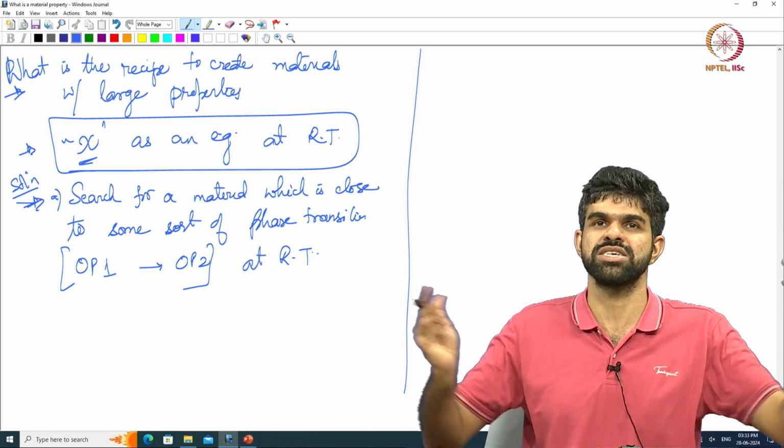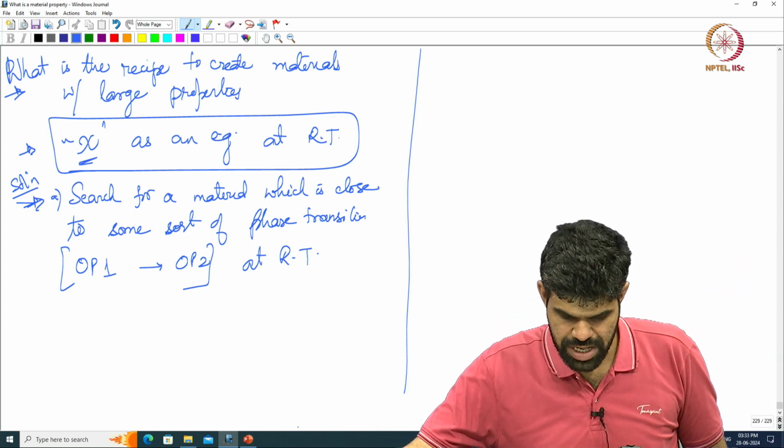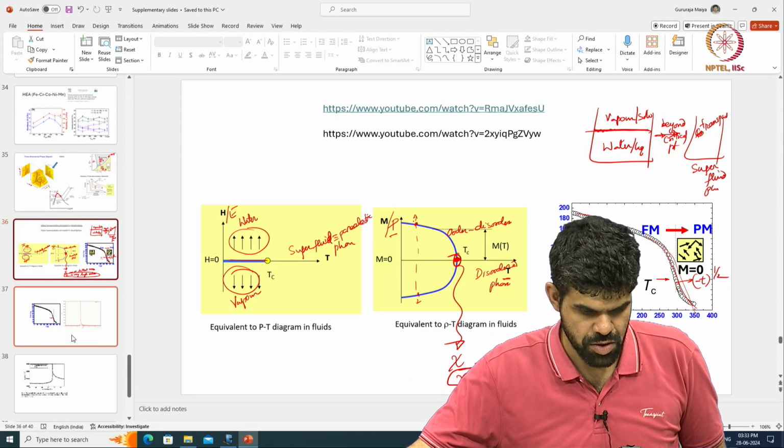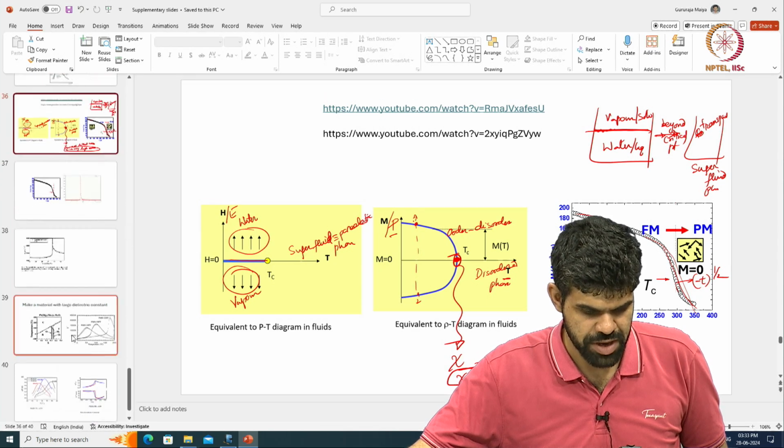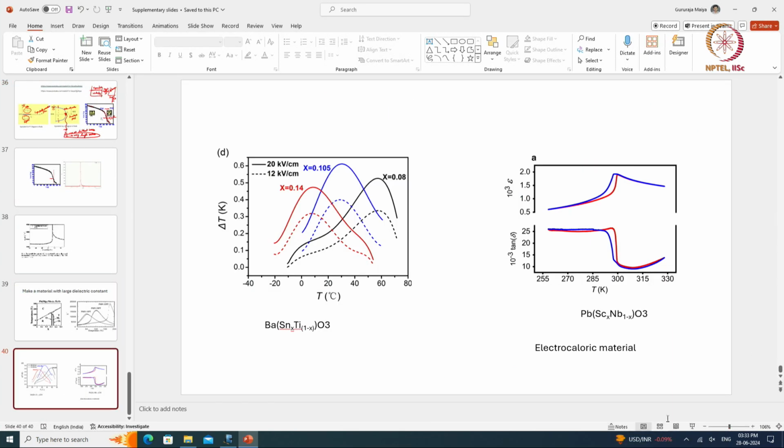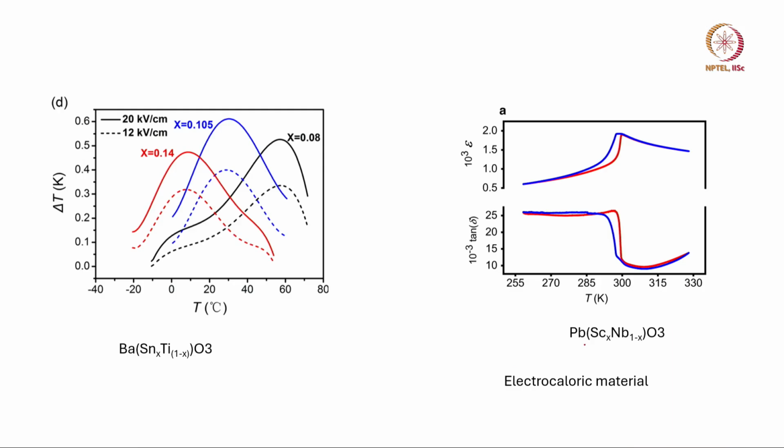That is one strategy, right. Now, for example, if I go to this slide here, I have a material, a lead based material, lead scandium niobium oxide, right. This is what is called PSN in short form. This is a perovskite material. We looked at what perovskites are.